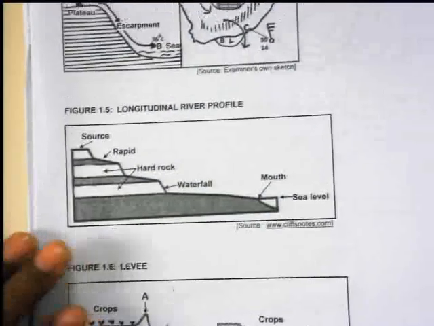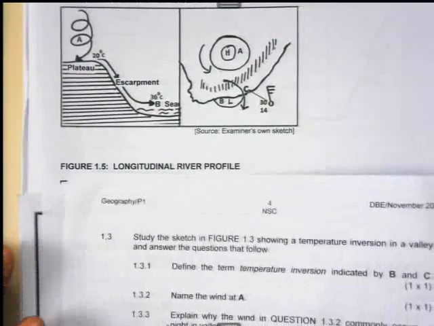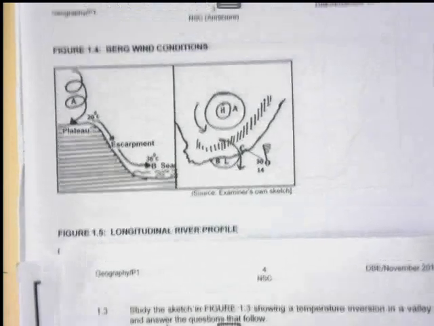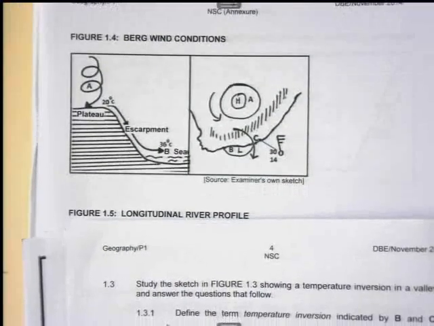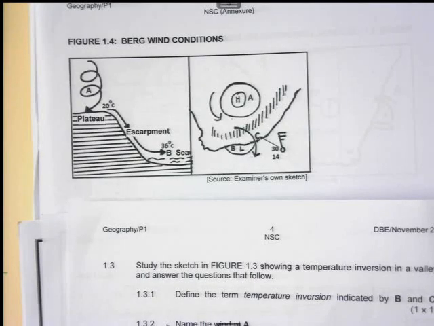Now we are moving on, and we go to question 1.4. I'll just try to move as fast as I can. On question 1.4, there we have the Bergwind conditions. So you have already studied your Bergwinds. You know exactly what your Bergwinds are. So immediately you look at your diagrams, there are certain things that you must already be able to identify.